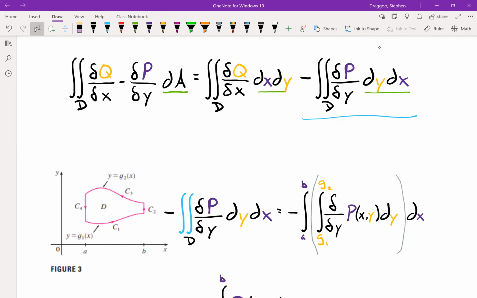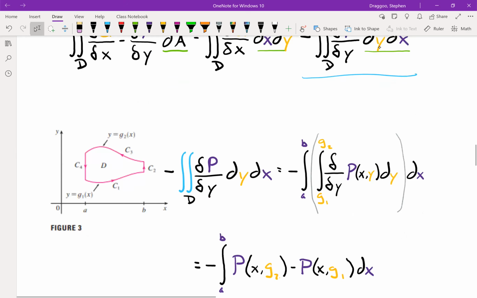Well, since I elected to do y first, I can now start finding some bounds for both y and for x. The bounds on y are going to be the top function and the bottom function. Here they're labeled g1 and g2. g1 on the bottom, g2 on the top. And then x can just integrate from a to b, since this is a nice, simple type 1 region.